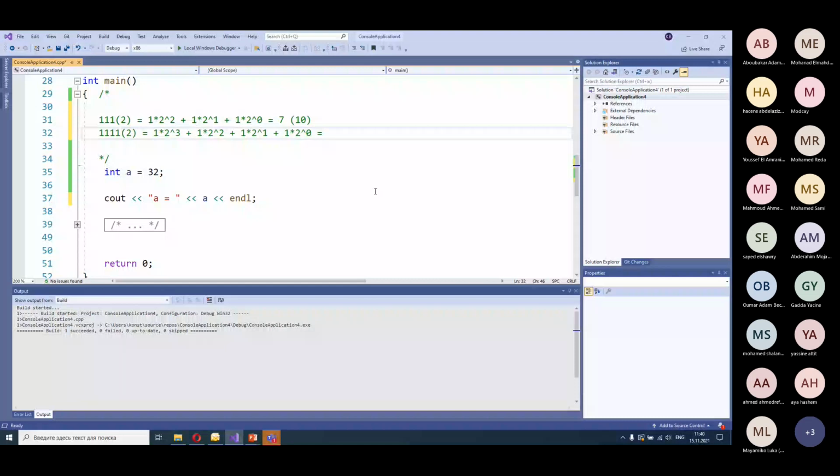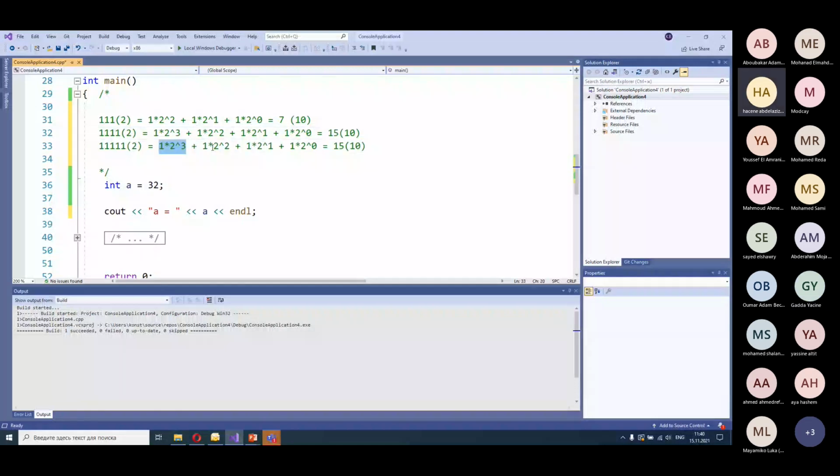Right. The next example, 5 cells. What is the largest number? 5 ones. We should take the number and add 2 power 4. 15 plus 16. 31. Right. I think 31.